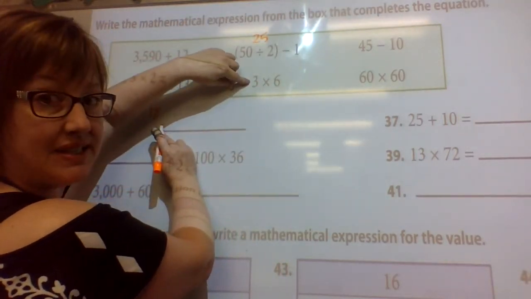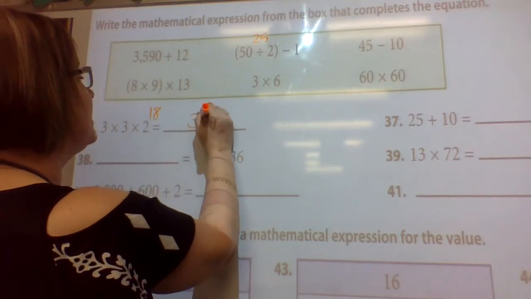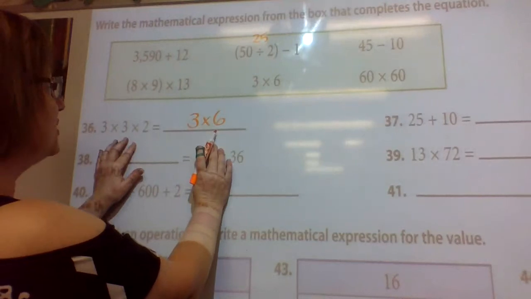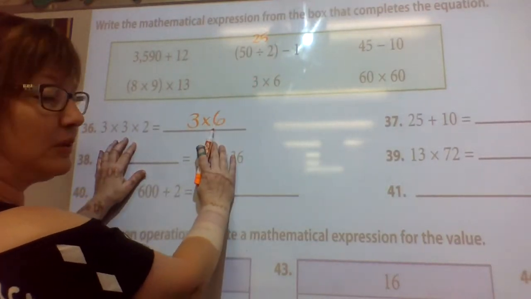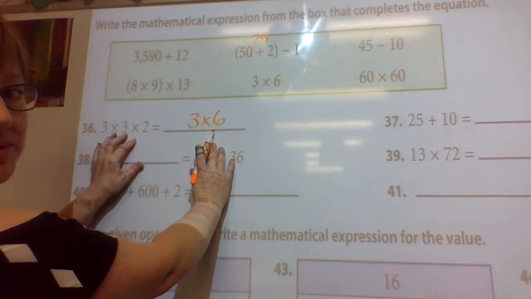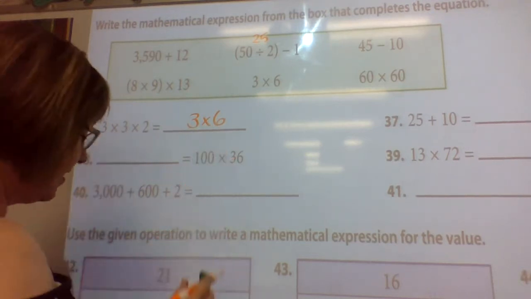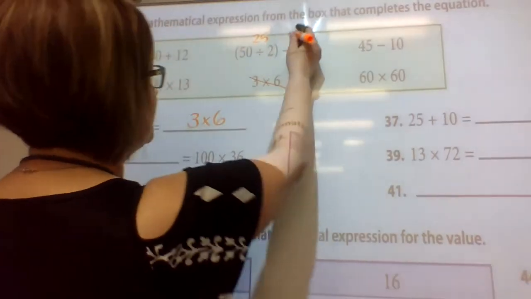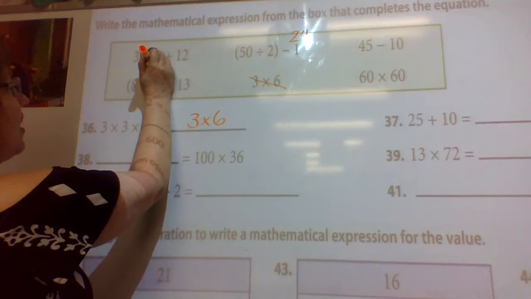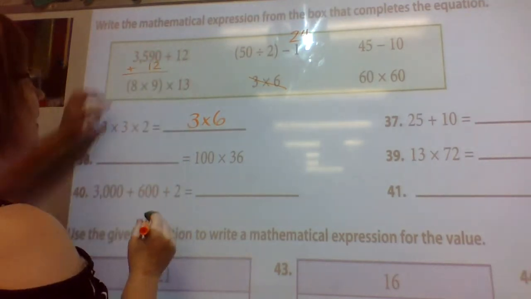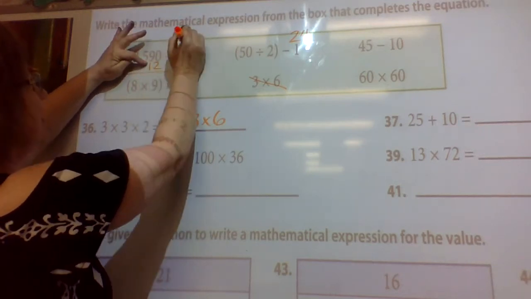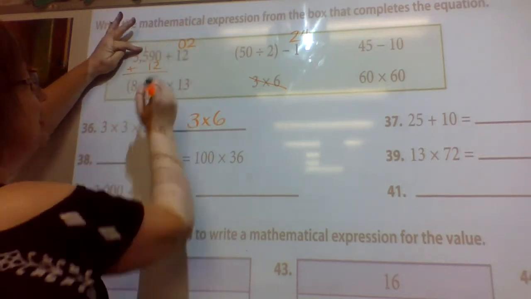So we're going to write that here. Okay, so see what you're doing? You're making the equation by putting a mathematical expression there. 3 times 6 is the same as 3 times 3 times 2. See? Okay, so we used that one. And like I said, let's go up here and see what these all equal. That one equals 24. Okay, this one equals 0 plus 2 is 2. I'll write that up here. 9 plus 1 is 10. Carry the 1. 5 plus 1 is 6.